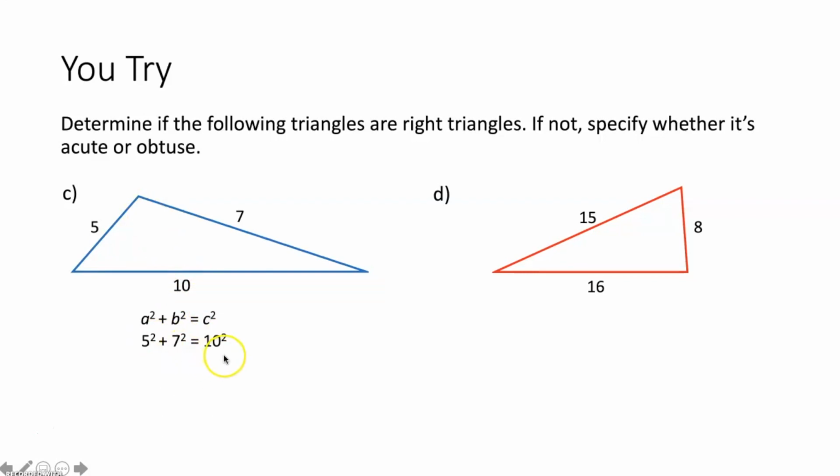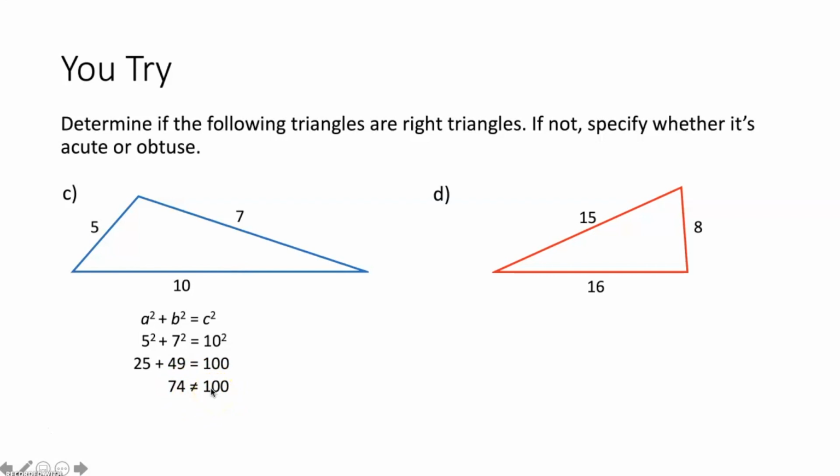Now what I do is simplify each side to determine if they are equal. If they are, it's a right triangle. If they're not, it's either obtuse or acute. So I square each of these numbers. 5 squared is going to be 25, 7 squared is going to be 49, 10 squared is going to be 100. Now 25 plus 49 is going to give you 74, which is not equal to 100. Because of that, we know that this is not going to be a right triangle.